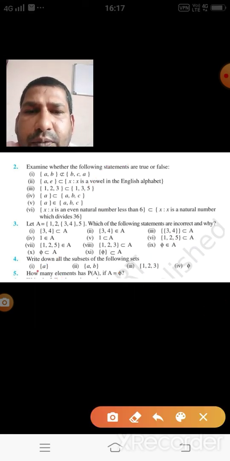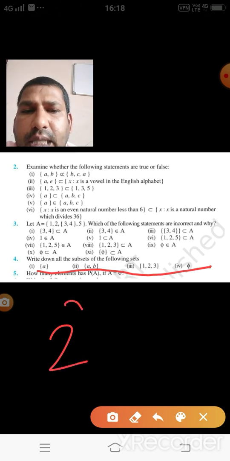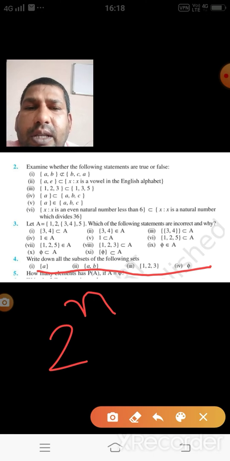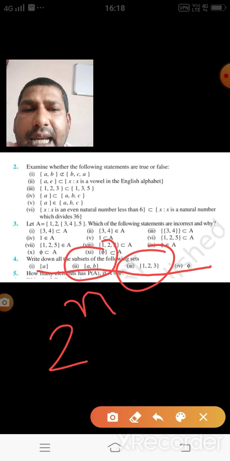Then in question number 4 you have to write down the possible subsets, means the power set. And the concept, we know how many elements we get in the power set: 2 raised to power n concept we are using. For the first one we get 2 elements as subsets of the given set. For the second one we get 4. For the third one we get 8 elements.